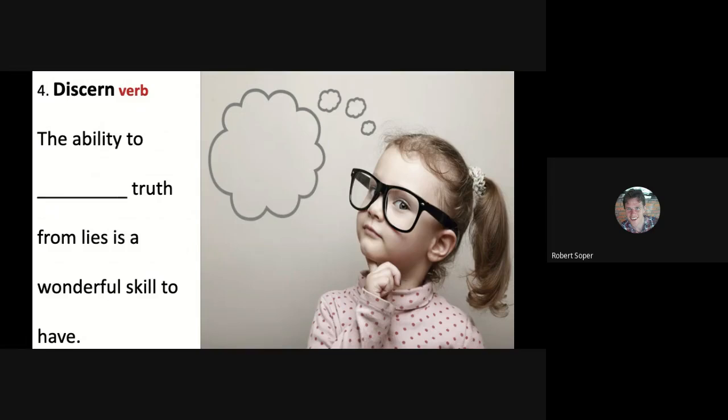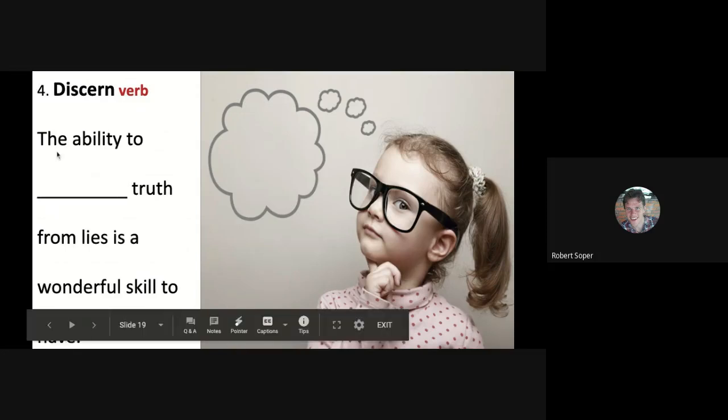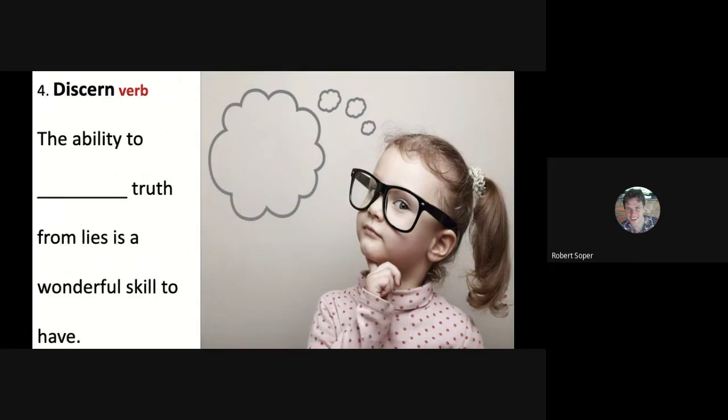We all live in an age where we get lots of supposed facts from online. We're given this information and that information, and we have to decide what's true and what's not true. So, one thing that you will need to be able to discern is the truth. So, we could say something like this: the ability to discern the truth from lies is a wonderful skill to have.